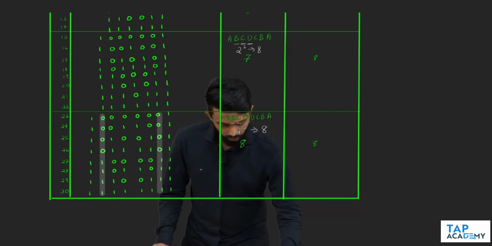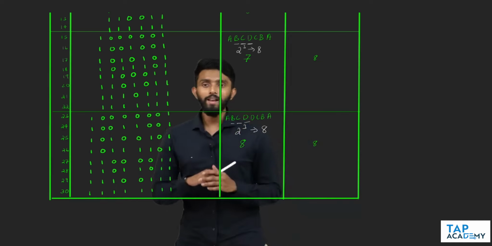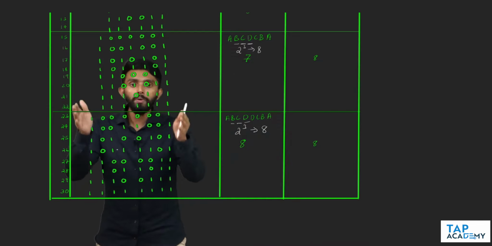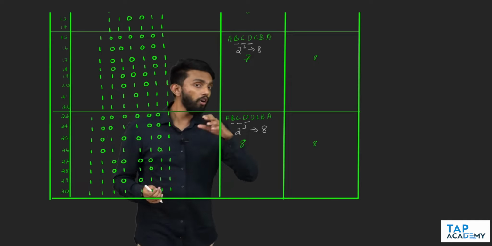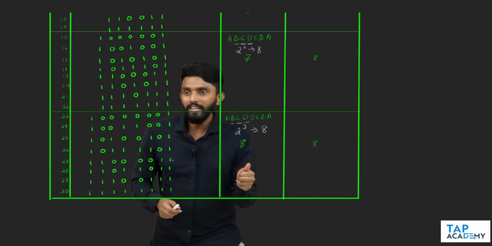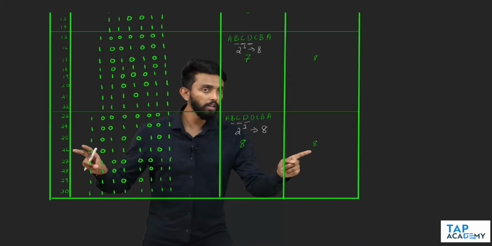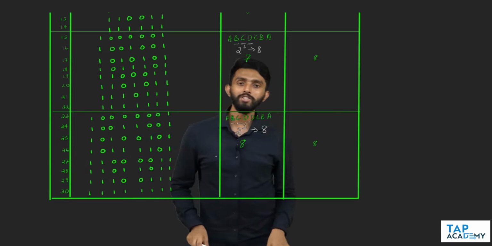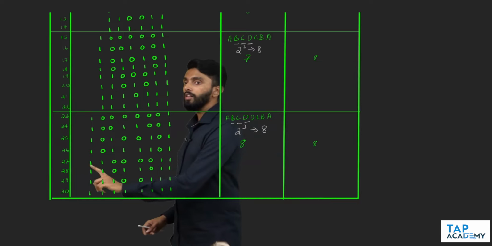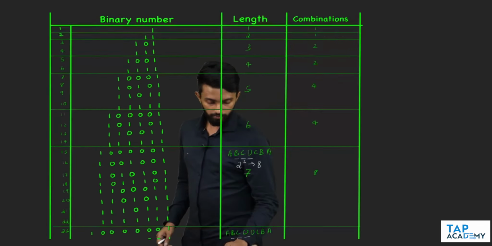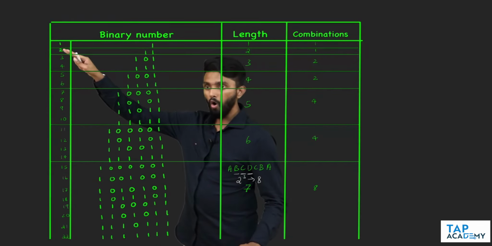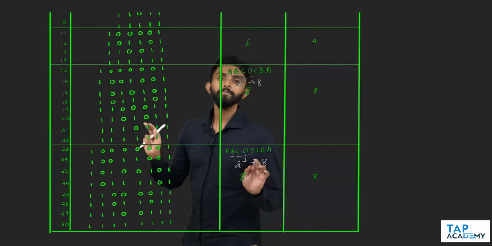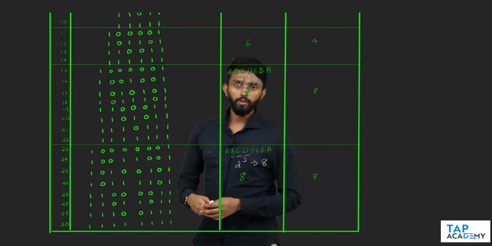Hence, if somebody tells you, hey, listen, please give me all the palindromic binary strings of a given length, easily you will be able to first predict how many combinations, and you will be able to write all the combinations. So totally you can see till 30 combinations I have written, starting from 1 all the way till 30.